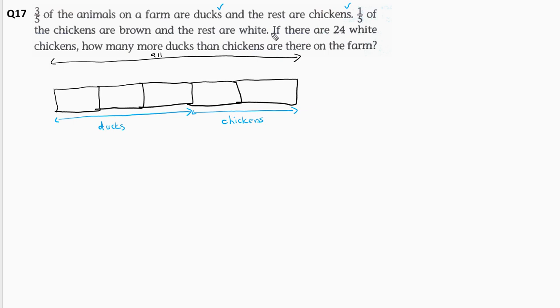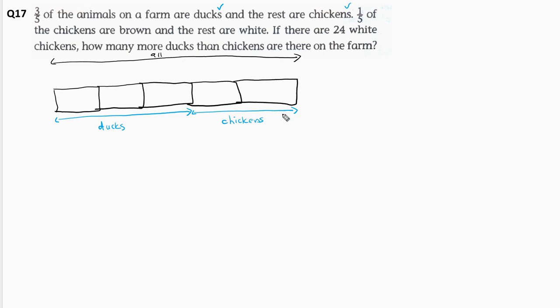Now, this is where, if you weren't reading very carefully, you might get in trouble because you're dealing with fifths here. You've got 3/5 of the animals on the farm are ducks and the rest are chickens, and you think that leaves you with 2/5. And then you're told that 1/5 of the chickens are brown and the rest are white. You might be tempted to say, okay, this is 1/5 and these are brown and these are white. And hopefully, if you were thinking that, you're now thinking a bit harder and you have to look at the language very carefully. It says 1/5 of the chickens, not 1/5 of the animals.